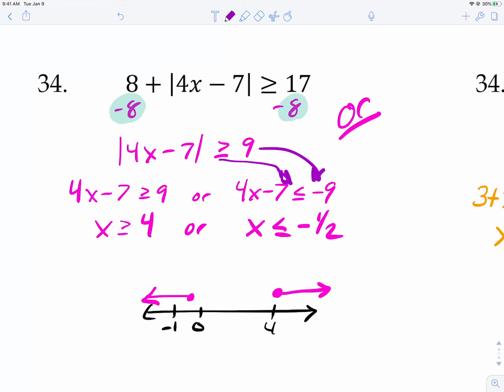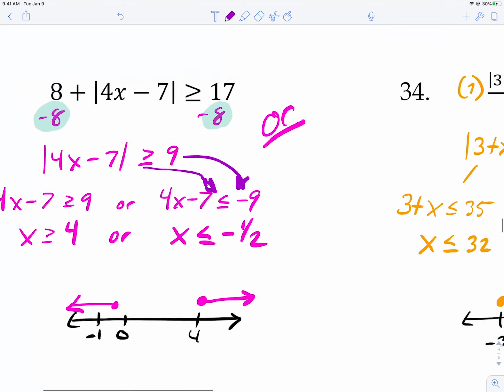And if you solve that, you get x is greater than or equal to 4 and x is less than or equal to negative 1/2. So since this is an OR, they usually are going in the opposite direction. Solid at 4 to the right, solid at negative 1/2 to the left.